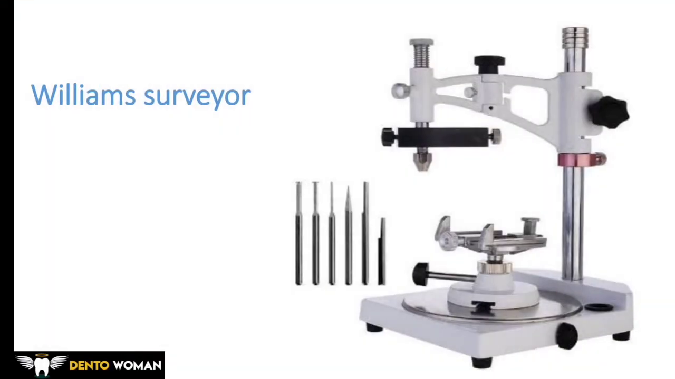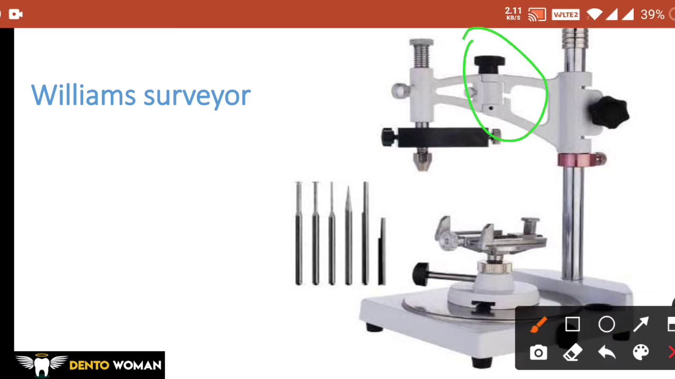Here we can see the Williams surveyor. It has a revolving horizontal arm with a joint in the middle. And these surveyors also had a spring-mounted surveying arm that could be locked at any position.